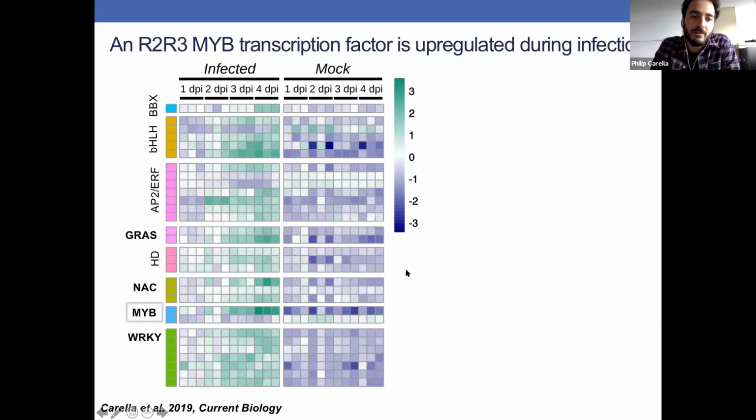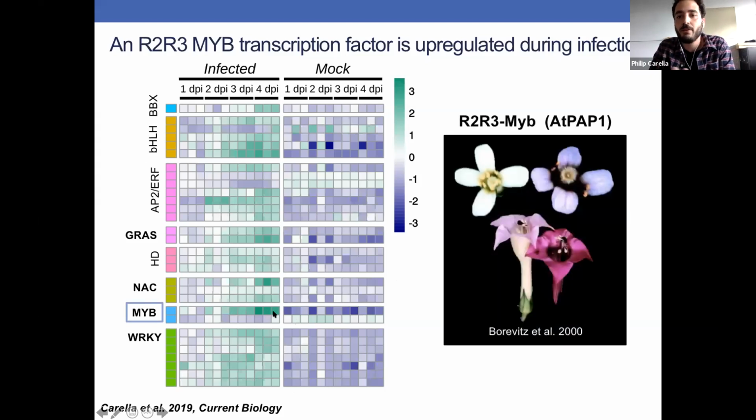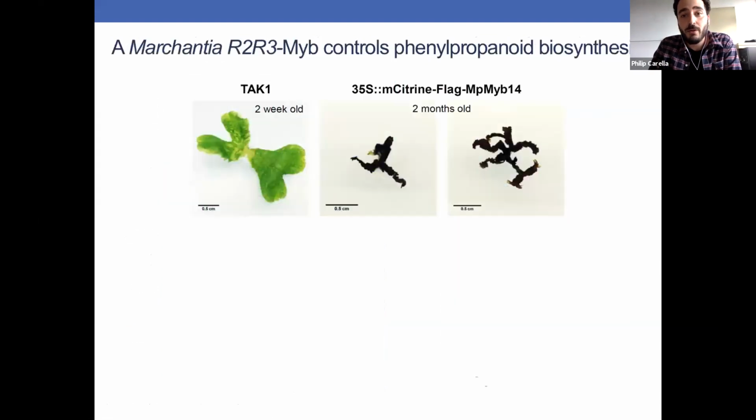And in terms of phenylpropanoids, we saw a single MYB transcription factor that was really strongly expressed. And this is relevant because we know that R2R3 MYBs, like PAP1 in Arabidopsis, are associated with flavonoid, anthocyanin, and phenylpropanoid biosynthesis. So it gave us an idea that maybe this is happening in Marchantia. So when we overexpressed this MYB transcription factor, MYB14, our thoughts were confirmed here. We saw these plants are stunted, but they're accumulating really high levels of a dark red purplish pigment. They're severely stunted, actually. These are 2 months old compared to a 2-week-old liverwort here.